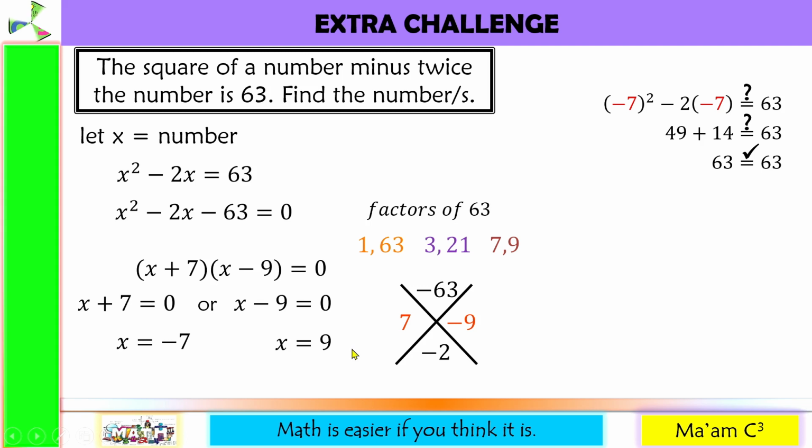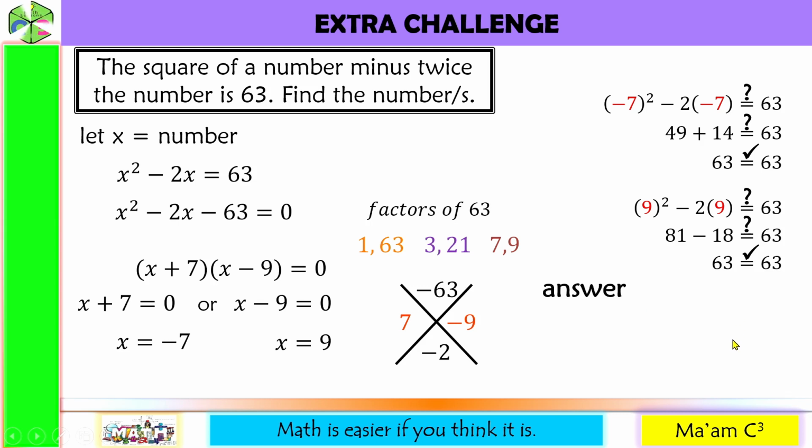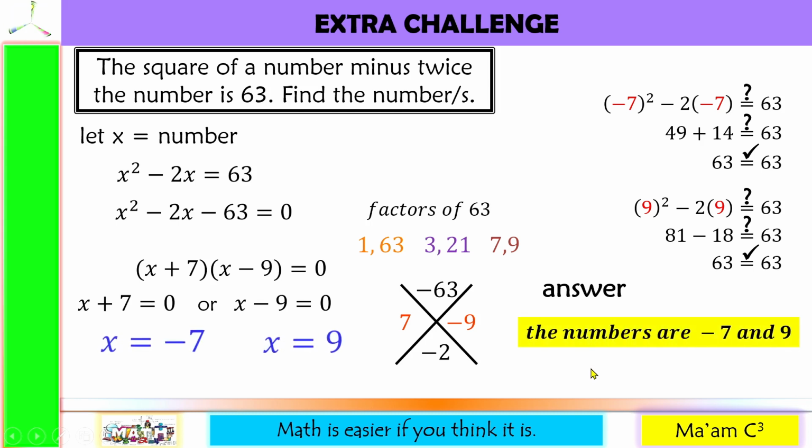Next, the second one, x is equal to 9. Let us substitute 9 in our equation here. 9 squared is 81. And 2 times 9 is 18. 81 minus 18 will give you 63. They are equal too. Therefore, our answer, the numbers are negative 7 and positive 9.